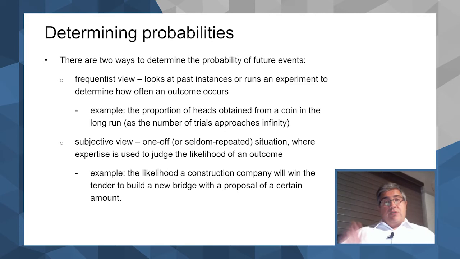So with frequentist, we can use samples, we can use experiments, which we'll see in the next few slides. The subjective view, as the name says, is subjective. It is based on a lot of knowledge, a lot of expertise that you've built over time, that allows you to determine the probability of a certain outcome.